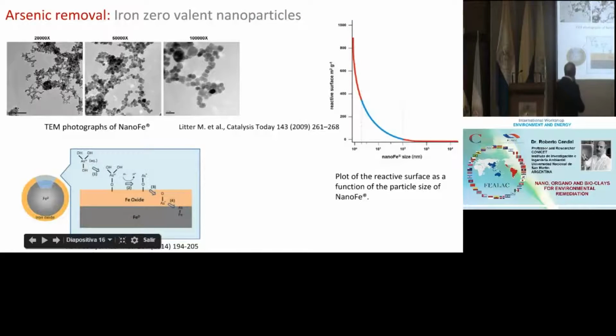Another material is zero-valent iron in nanoparticles. This is a work by a colleague, Marta Litt, a specialist in the use of nanoparticles and nanomaterials in remediation of the environment. She worked with a company working with nanofen and nano iron particles for abating arsenic in water. This is a model by another author that tells us that a particle of iron is covered by a film of iron oxide.